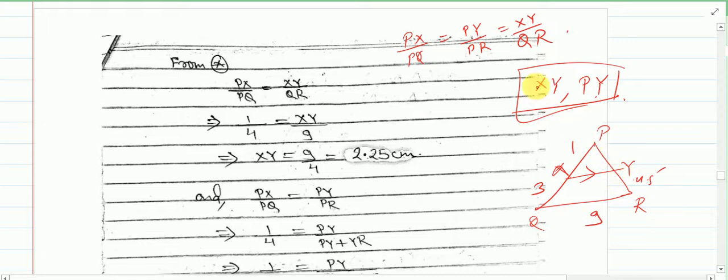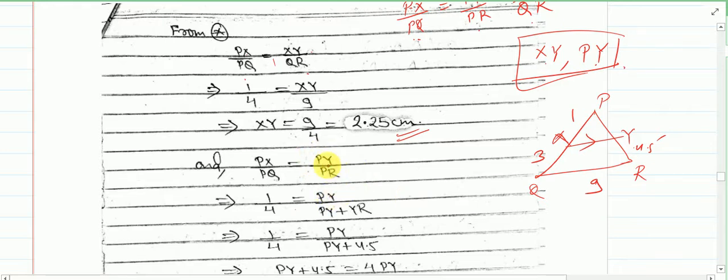Okay, so we have to take this Xy upon Qr, and we can take Px upon Pq. Okay, so Px upon Pq equal to Xy upon Qr, substitute the values and you get Xy equal to 2.25 centimeter. Done. Then we have to find Py. Okay, so for Py we have to take Py upon Pr. Okay, and we can take Px upon Pq. So substitute the values.